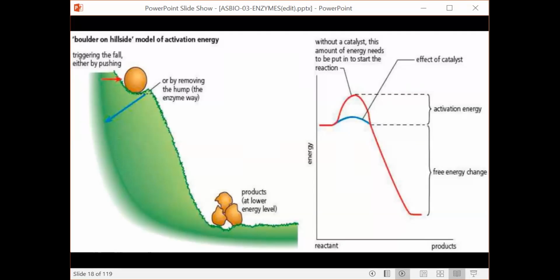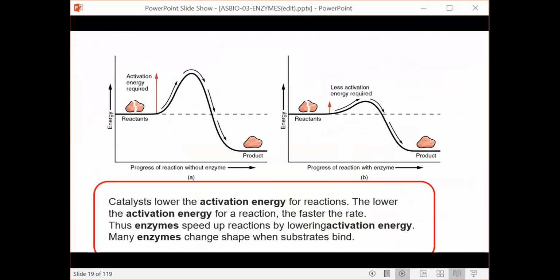Effect of catalyst. Same thing over here. So the enzyme speeds up the reaction because it is lowering the activation energy. So time is saved, energy is saved, and whatever excess energy is there can again be utilized in doing further enzymatic actions.